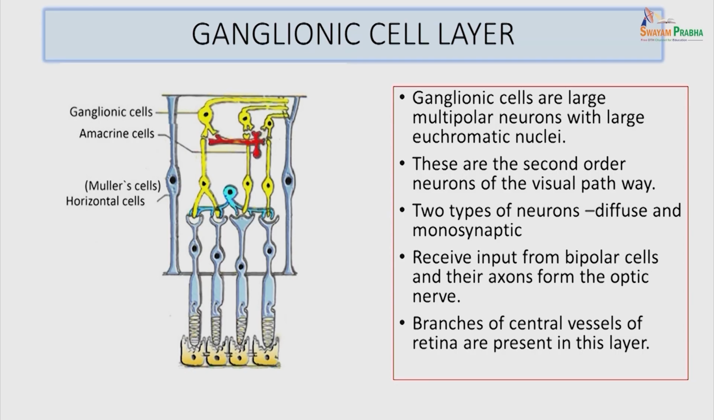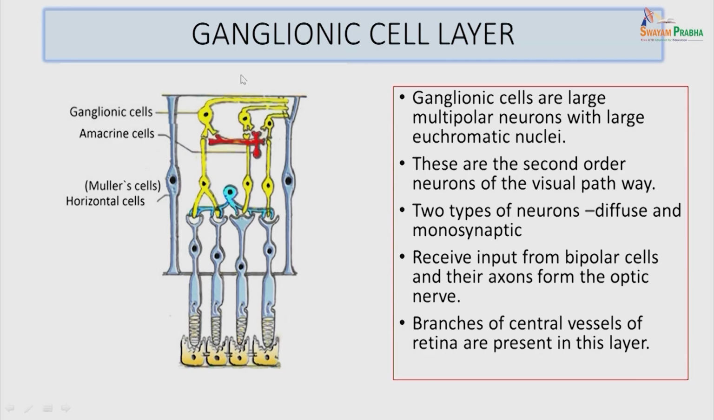Ganglionic cell layer. Ganglionic cells are large multipolar neurons with large euchromatic nuclei. These are the second order neurons of the visual pathway. Two types of neurons are there, diffuse and monosynaptic. They receive input from the bipolar cells and their axons form the optic nerve. Branches of the central vessels of the retina are present in this layer.